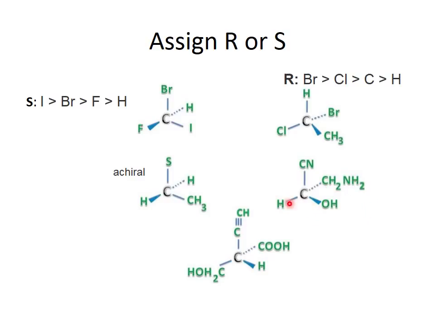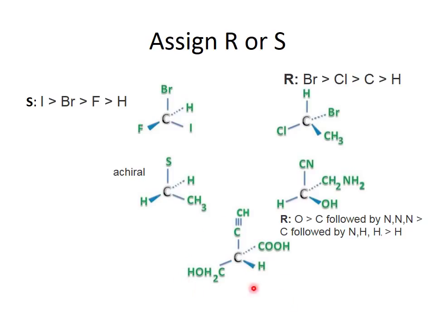So if I turn this around so the hydrogen's going back, the hydroxyl will be on the left, the nitrile at the top, and the amino-methyl group will be on the right. That's going clockwise, so it is R.